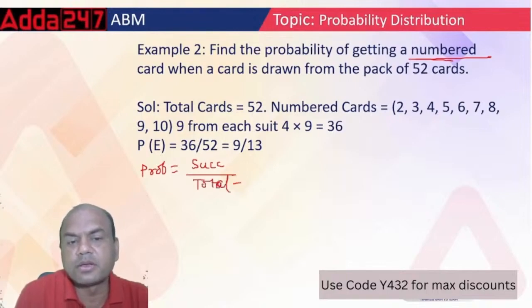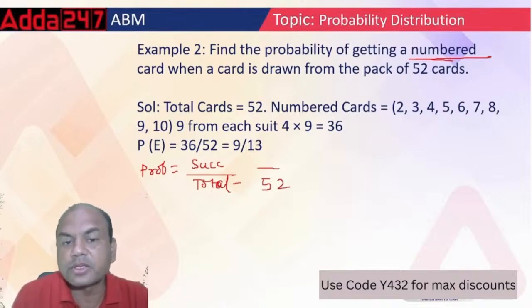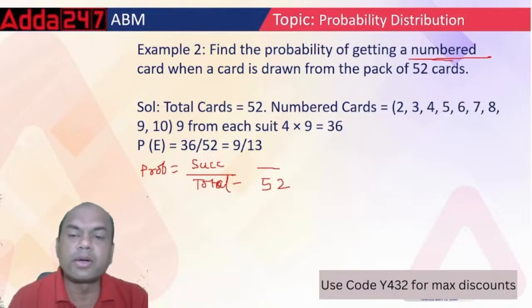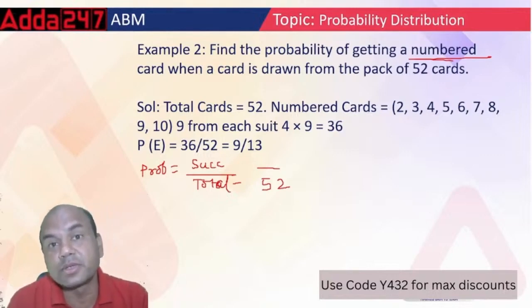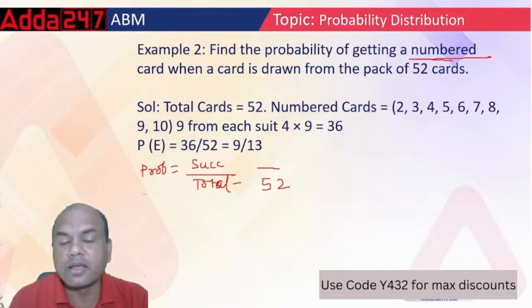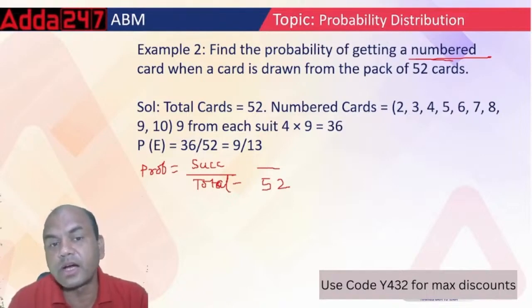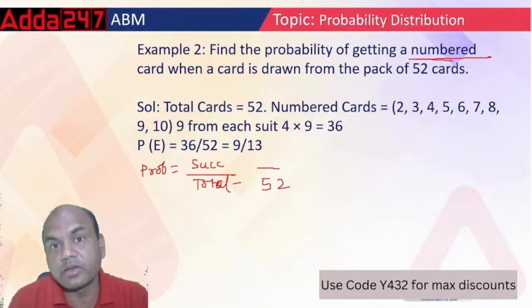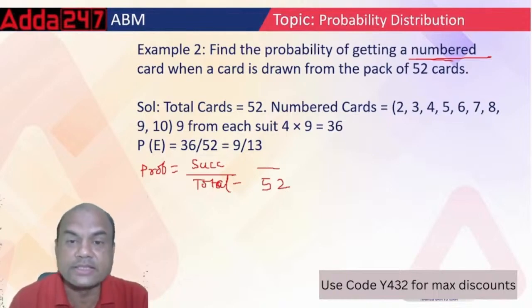Total is simple, you have got it: 52 cards. What about the success? Success is the numbered card. In a pack of 52 cards, how many numbered cards? Numbered cards are those which have numbers: 2, 3, 4, 5, 6, 7, 8, 9, 10. Up to 10 you have all the numbered cards. After 10, you have the jack, the queen, the king, and the ace.